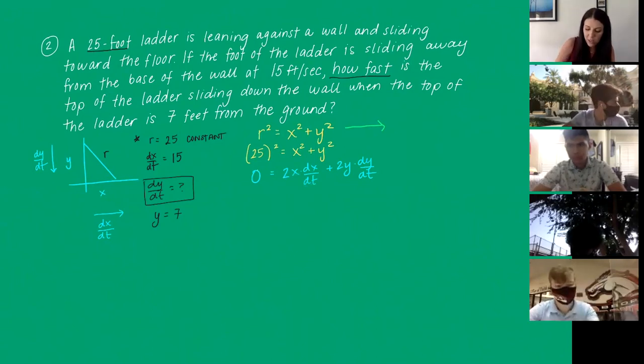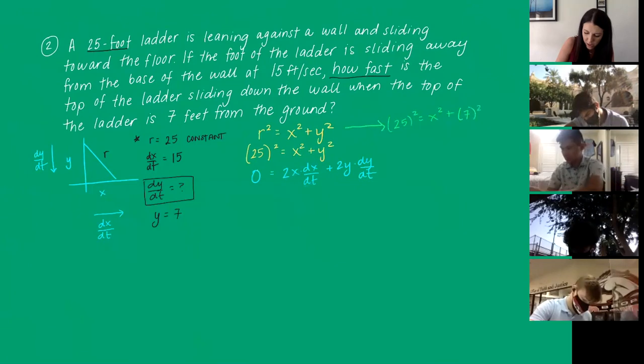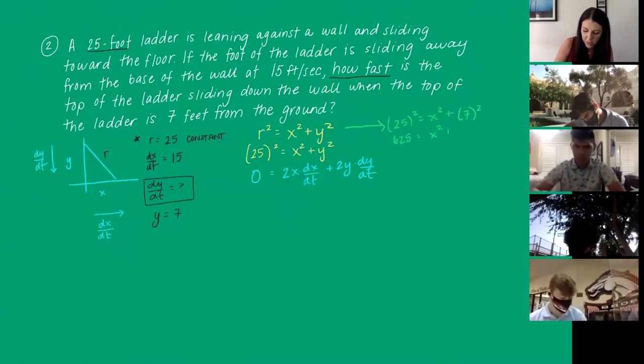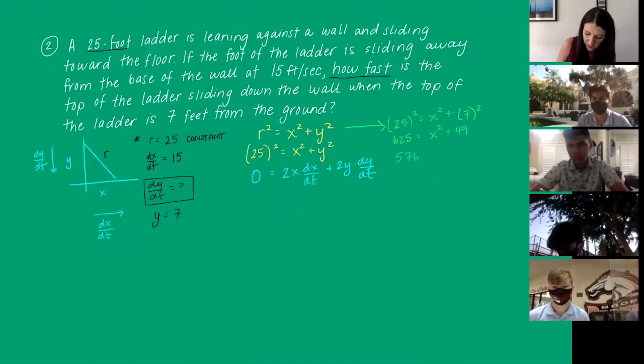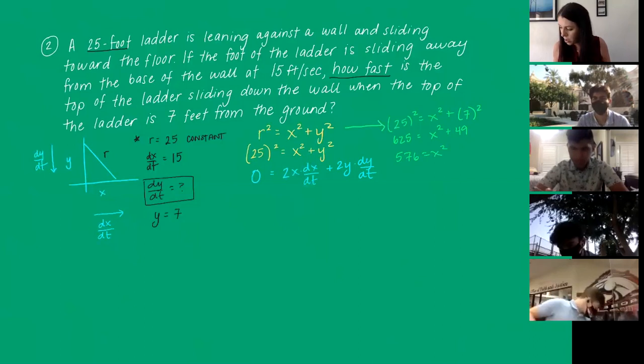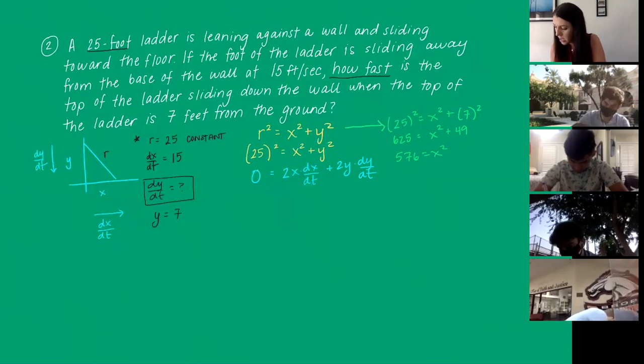So again, we get 25 squared is equal to x squared plus our y is 7, so 7 squared. So that gives me 625 is equal to x squared plus 49. We get 625 minus 49, which is 576. And then we're going to take the square root of that value. Square root of 576 is 24. So we get x is equal to 24.